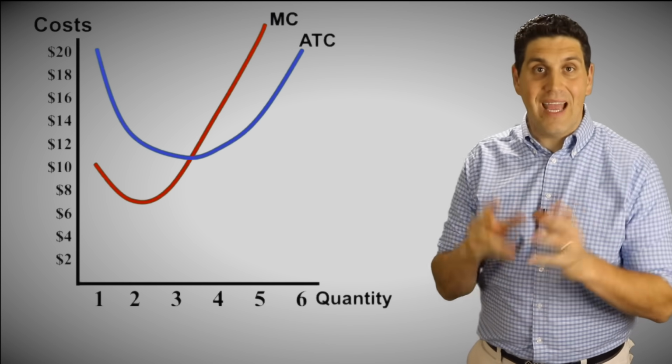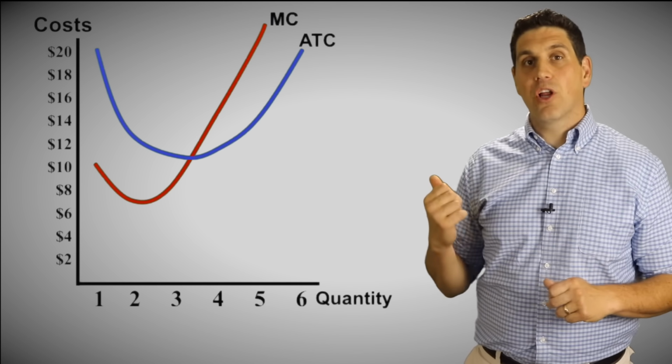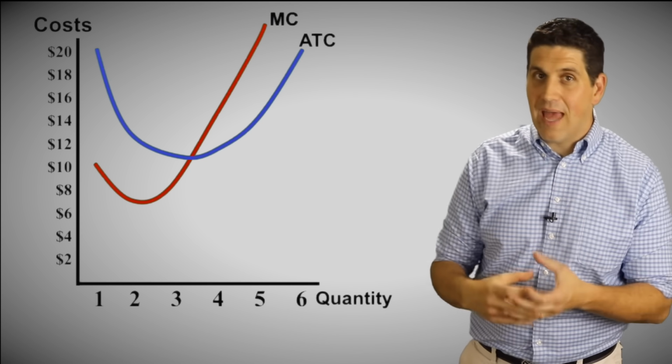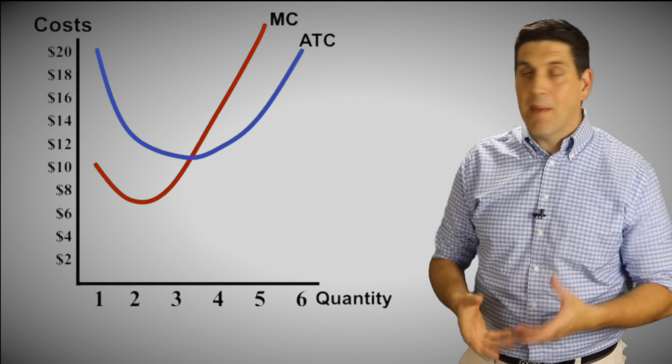Also, you should recognize the idea that ATC hits marginal cost at ATC's minimum. When marginal is below the ATC, it pulls it down. When marginal is above the ATC, it pulls it right back up again.